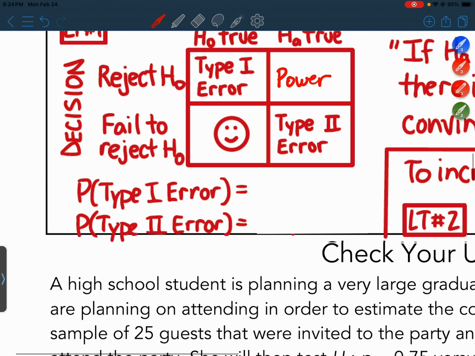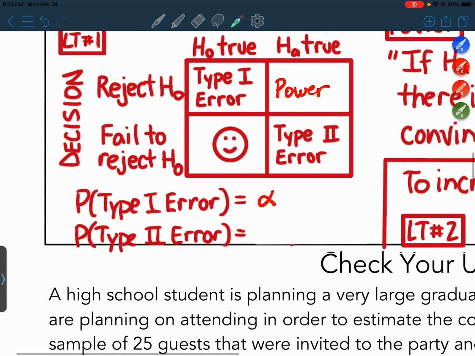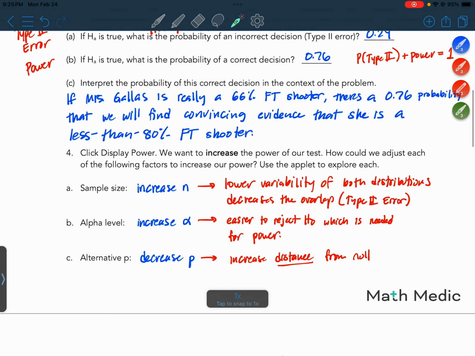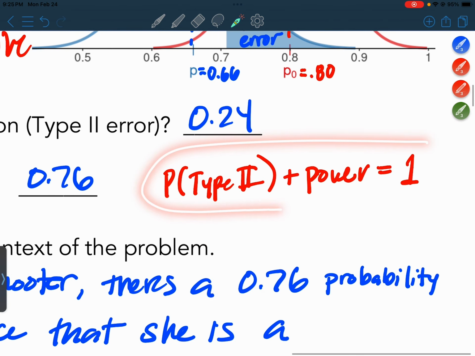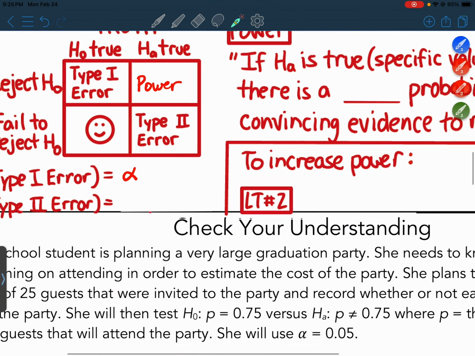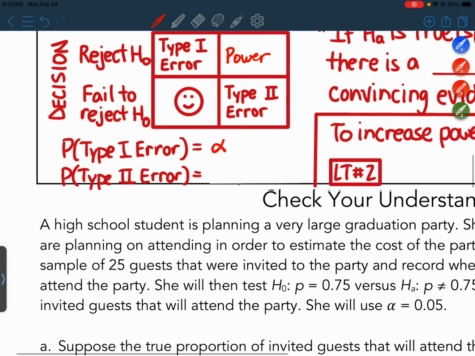All right, now the 2 errors, each one has a different risk or likelihood of occurring. The likelihood of the type 1 error is just the significance level, so usually 5%. And then the probability of the type 2 error, remember that it's the complement of the power. So its probability will be 1 minus the power of the test.